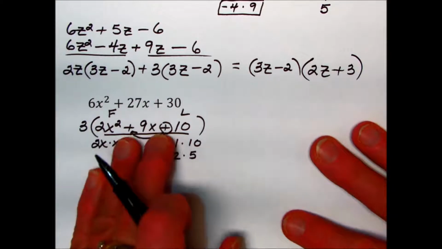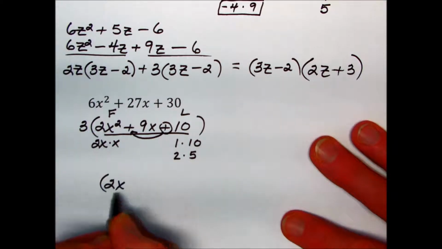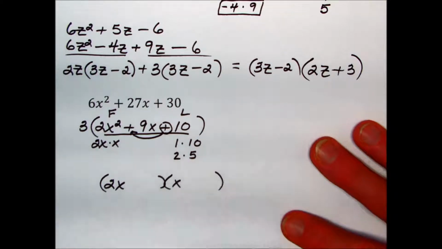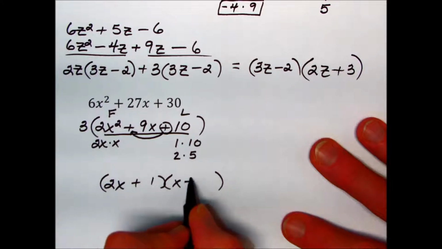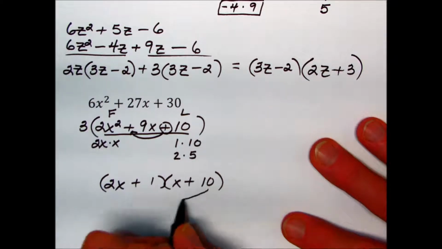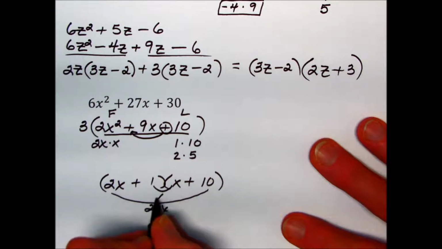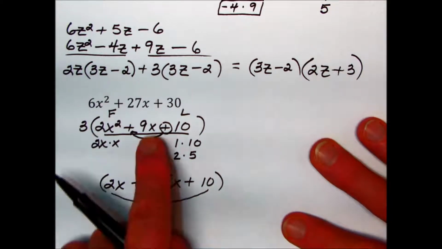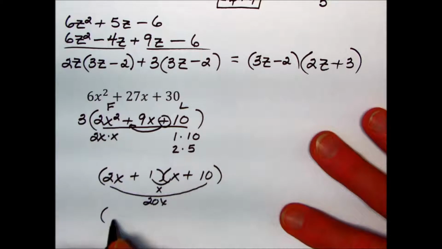I can't forget my 3, but again, I'm just working with the trinomial right now. So we would have the 2x and x. Choosing here, I can do the plus 1 and plus 10. And if you check the outside, I get a 20x. The inside, I get a 1x. That adds up to be a 21. We're looking for 9x. 9x. Not going to work. But before we discard 1 and 10, we need to switch these around.